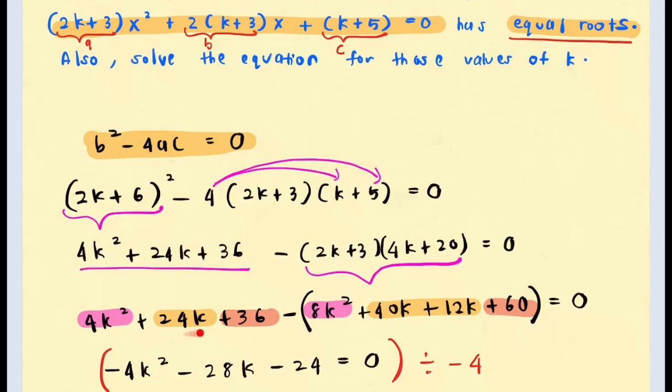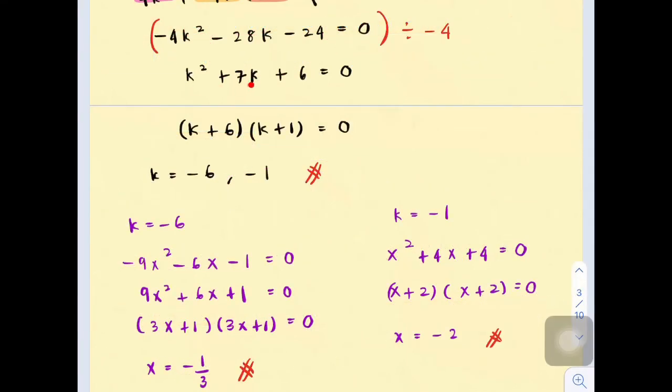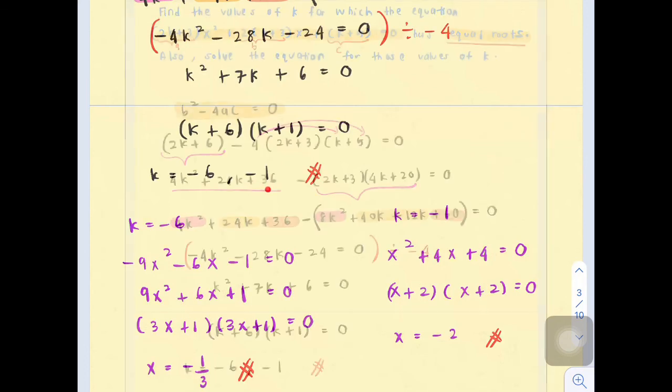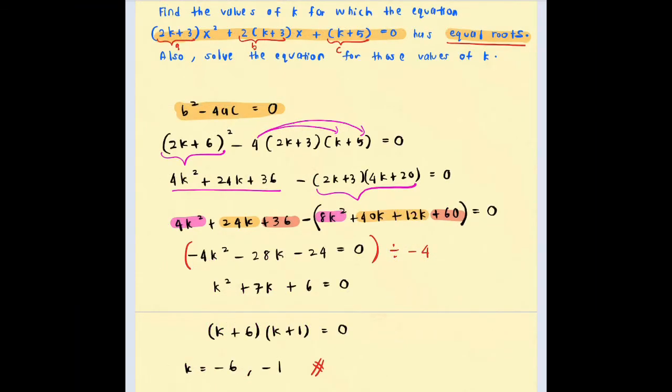and then simplify everything. Since you have a common term here, the easiest way is to divide both sides by minus 4. So now you are left with this equation here. So this is another quadratic equation. You can just use your calculator to factorize as usual, and you get your answer k equal to minus 6 and minus 1. This is not the end yet, because after you found k, the question asks us to solve the equation for these values of k. So we need to divide this into two parts here.